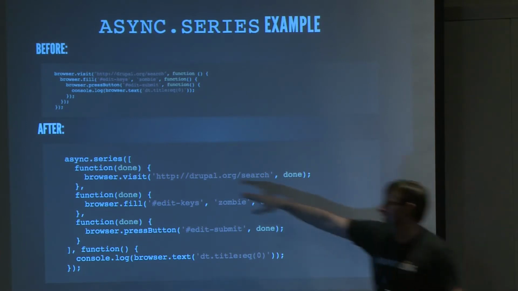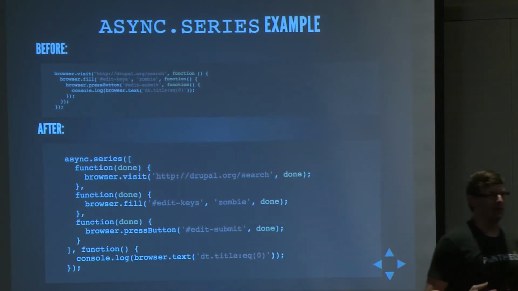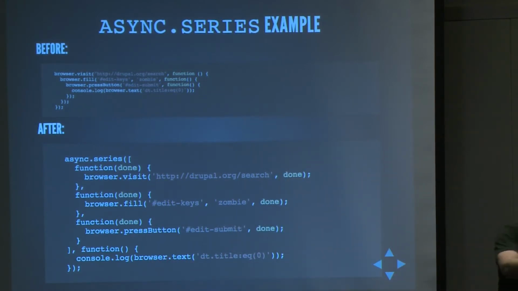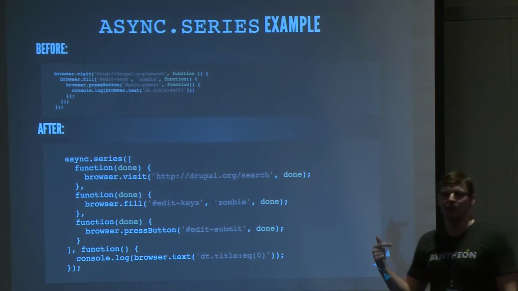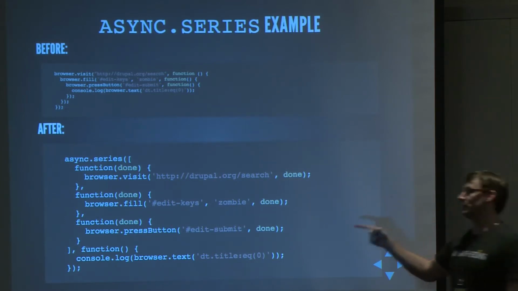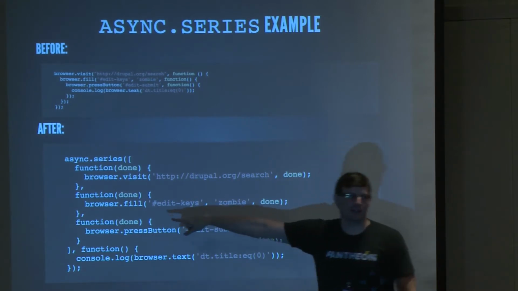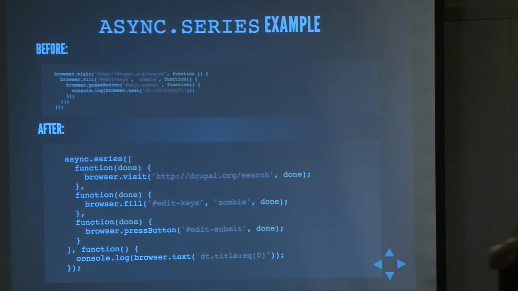So browser.visit is a method from Zombie.js, but it returns a promise signature that does not match the signatures expected by async.series. Async.series expects a signature to look like function(done), and browser.fill returns a different type of promise. They're not compatible. So to make them compatible, I actually have to do function(done) and then pass that done function to the browser.visit. You see, it's a lot of repetitiveness here.